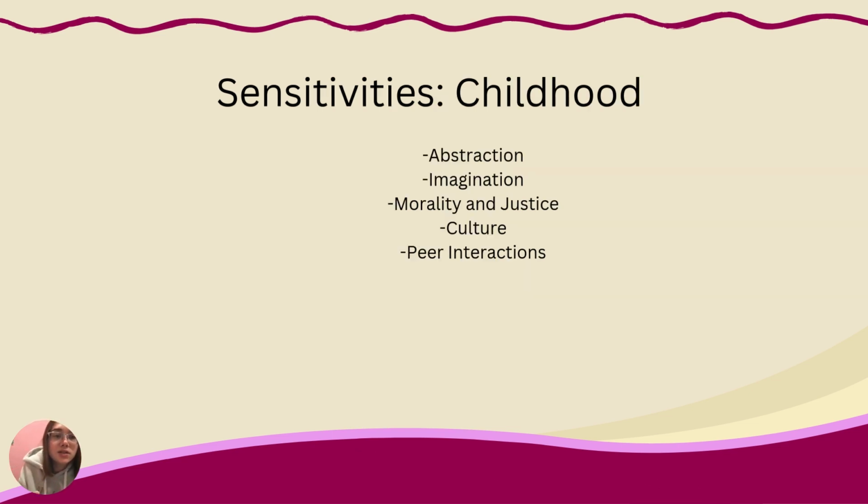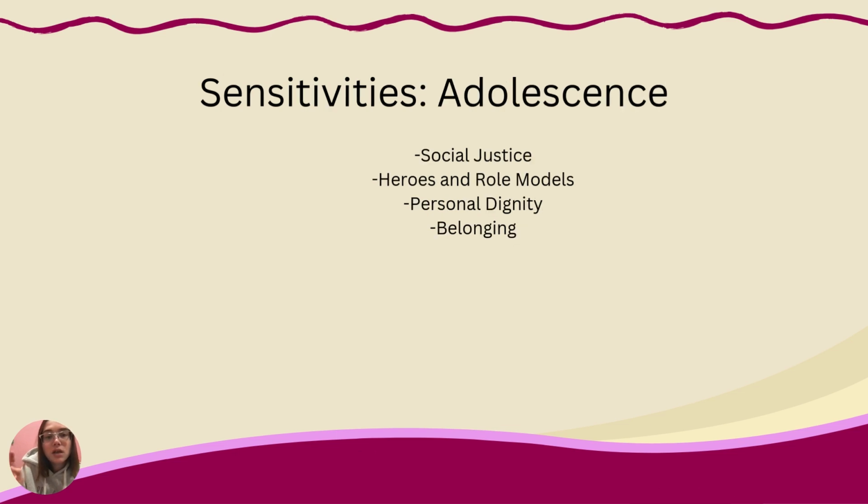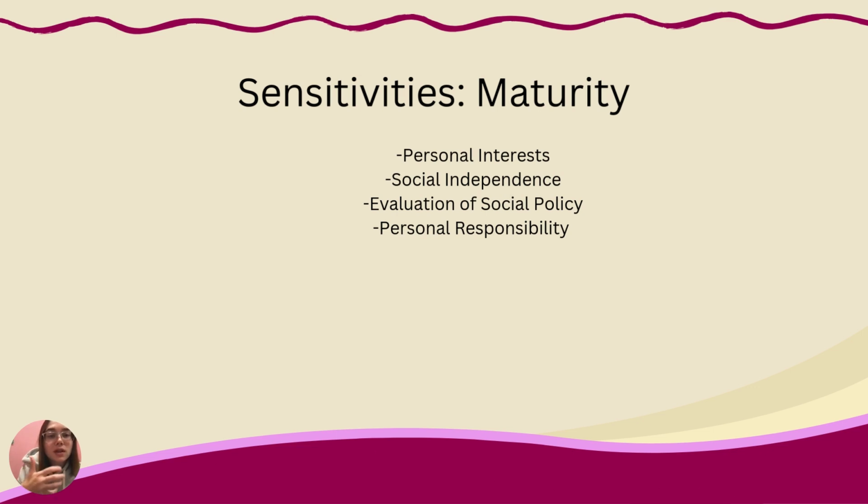Again, the sensitivities are abstraction, imagination, morality and justice, culture, and peer interactions, the age of socialization, and then how. Again, this is all how society works for them. Who can I look up to? Who are my role models? How do I behave? And just having that sense of belonging. And then maturity, you start to think about what you personally like, where you can go in society, and what is your personal responsibility. So I hope that answered some questions about the planes of development.